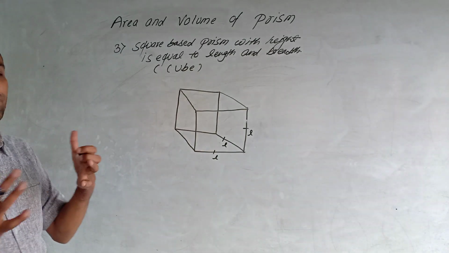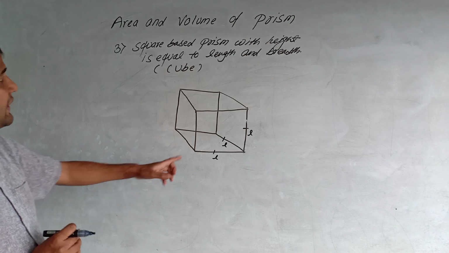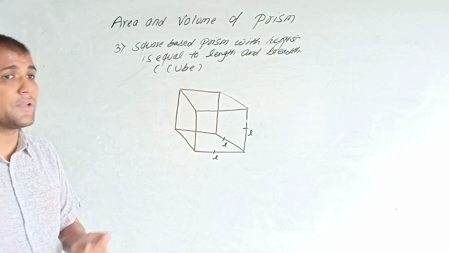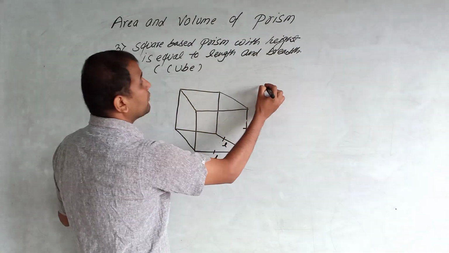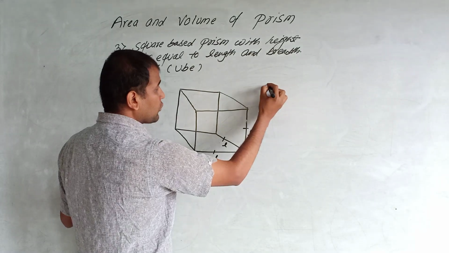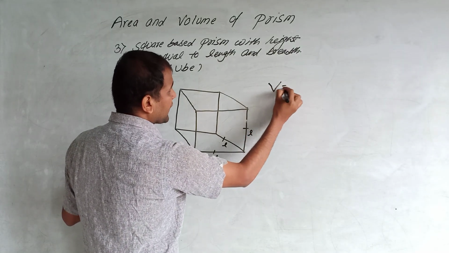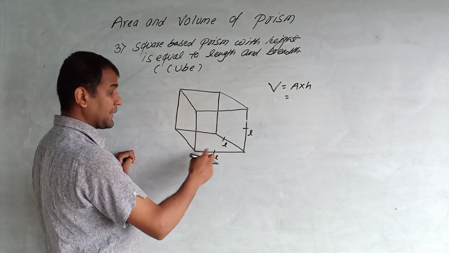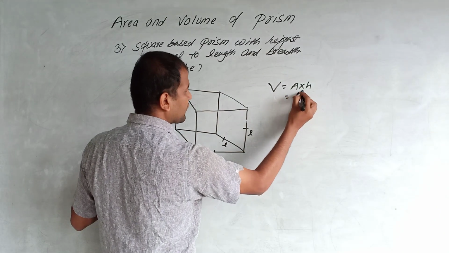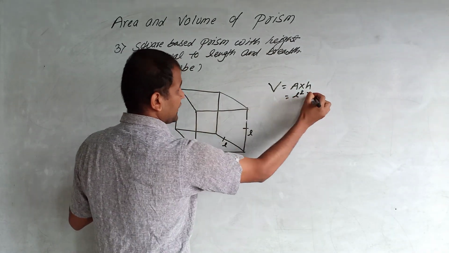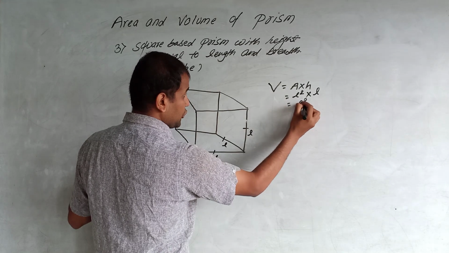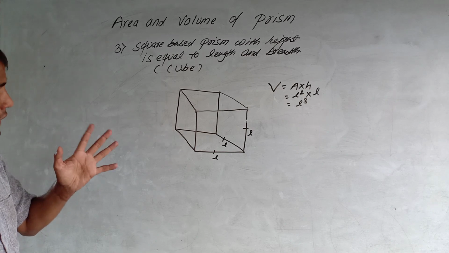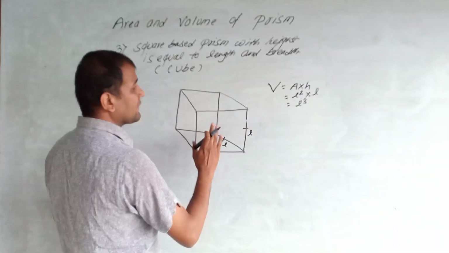Cube is also a kind of prism which is square based prism because the base of this cube is what? Square here. To find the volume of cube or volume of square based prism, V is equal to A into H. A means area of the base, that is area of the square, L square, into H, which is L here. So L square into L is L cube. L cube is the volume of square base prism, that is cube.